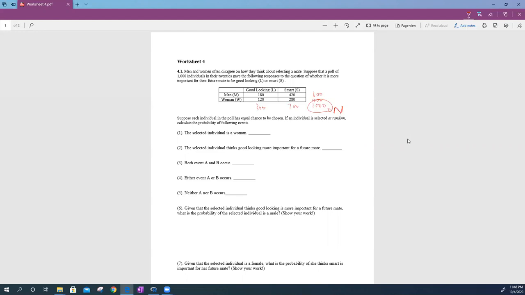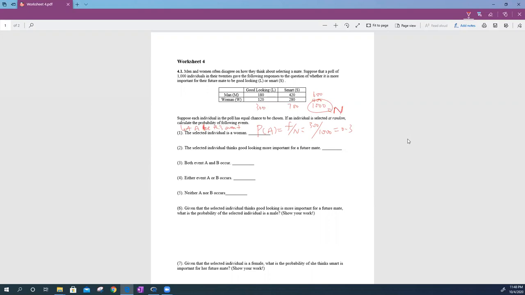So number one, the selected individual is a woman. So let A be this event. Then we can express this a little easier. The selected individual is a woman, and we want to know the probability of A. So F over N rule. How many females we have? 300, right? N is the grand total 1,000. So that gives us 0.3.